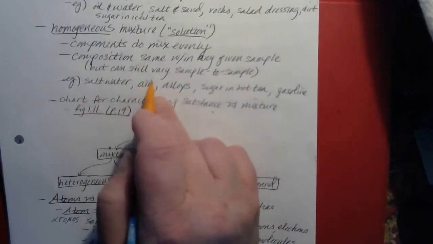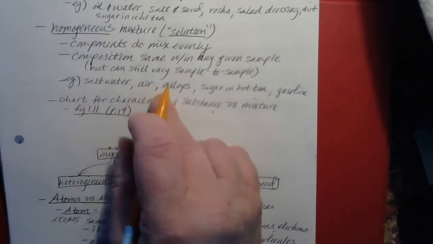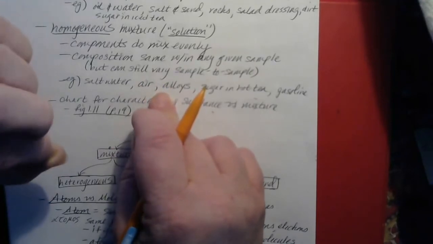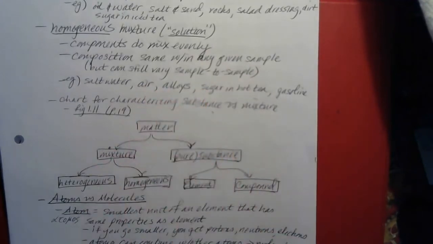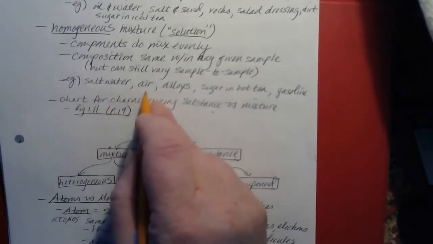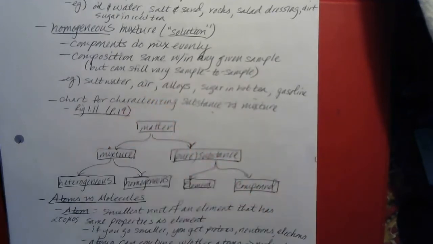If you have something like salt water, it will be equally salty at the top as it is at the bottom. But a different sample of salt water could be even saltier. That's entirely possible. So homogeneous mixtures could be salt water, air. Air is a mixture of different gases, and gases always mix homogeneously. And so the air has the same percentage of oxygen and nitrogen in one part of the room as it does in any other part of the room.